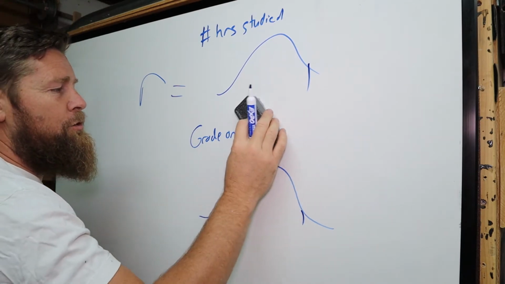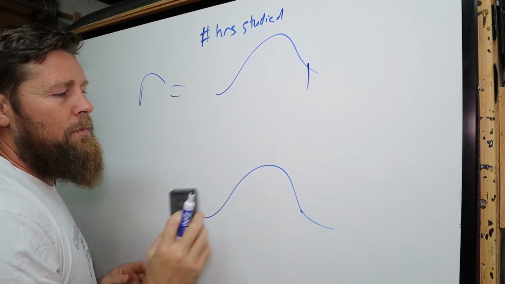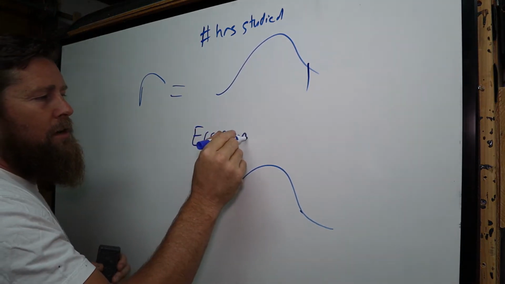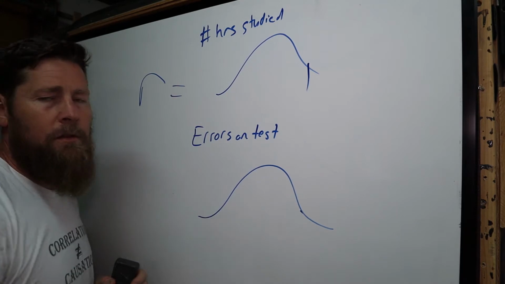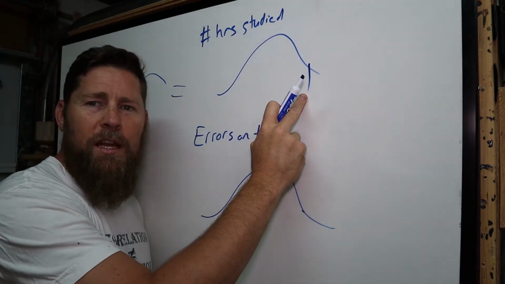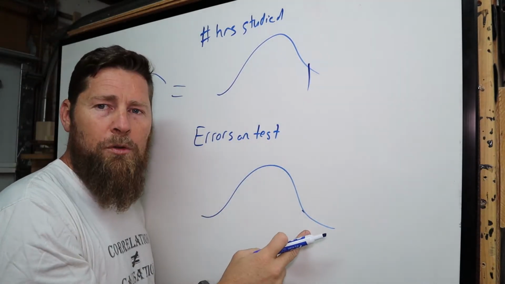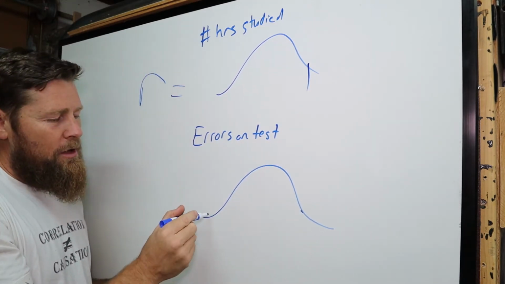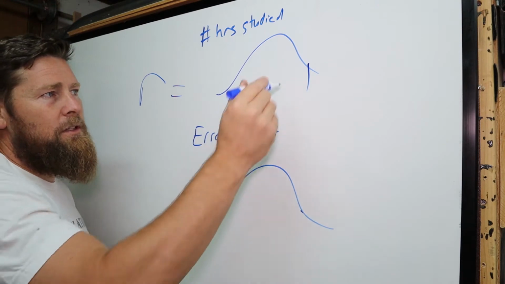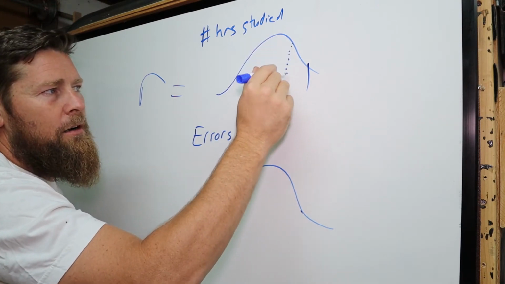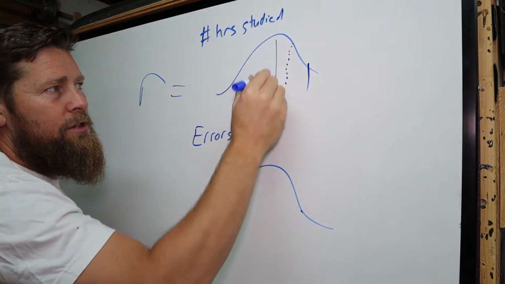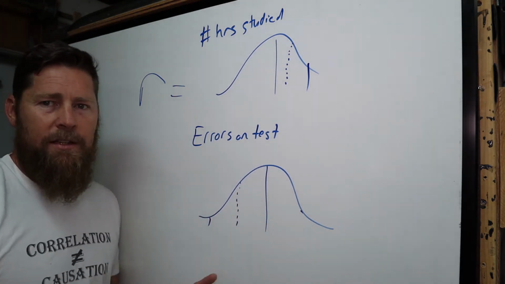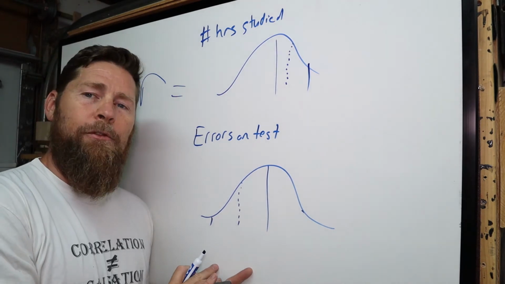Watch if I change it to errors on test. If you are the one who's studied so much, do you think you're going to have the most errors in your distribution? No. You're going to probably have some of the least. Okay? If you're here, where you're higher than average, you'll probably have less than average errors on the test. You see, this is a negative correlation.